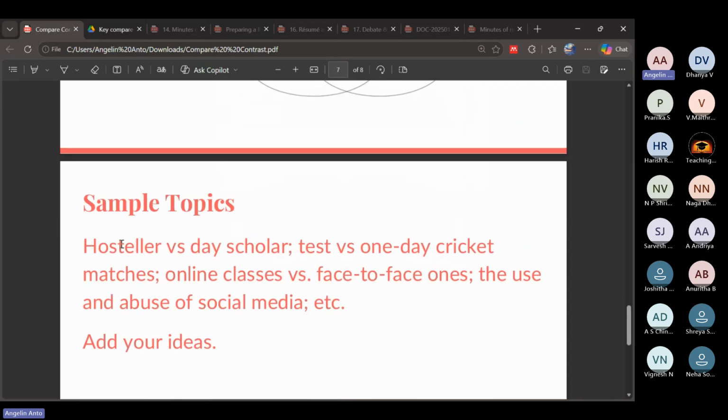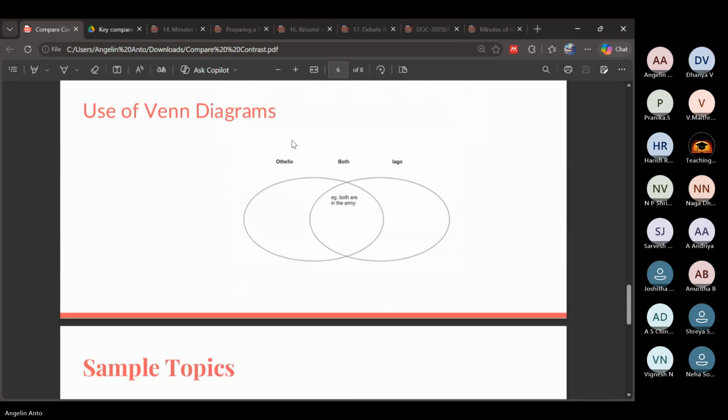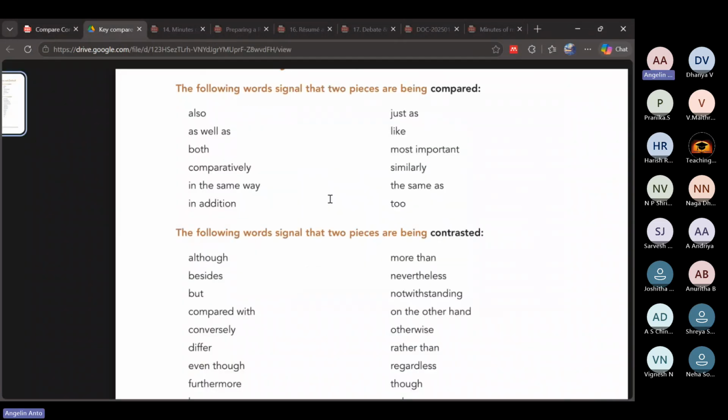So for example, if you look here, hostler and day scholar. Here you'll have hostler, day scholar. Both go to college. One lives in college, one lives at home. That's very simply what it will look like. Any doubts with comparators? Anyone? Okay, then I will move on.